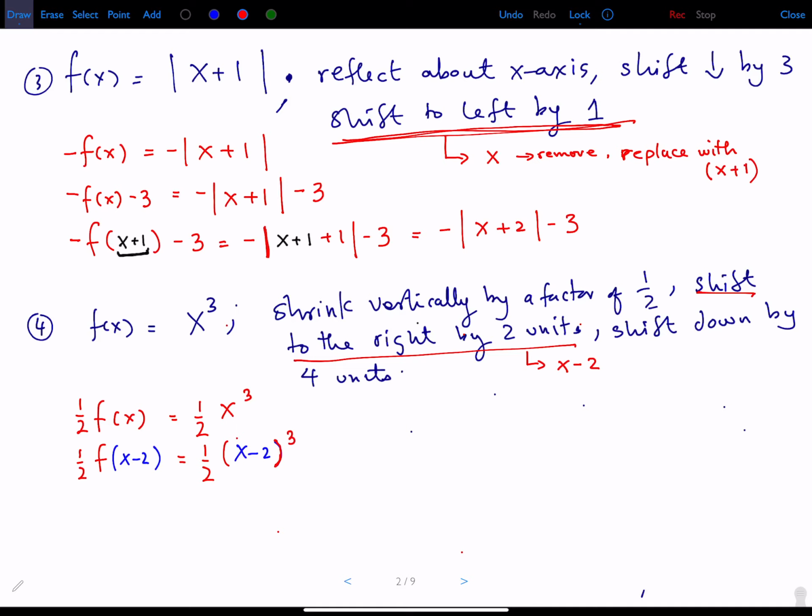cubed. And then it says shift down by 4 units. So I'm going to take 1/2 f of x minus 2, and then I'm going to move it down. So minus 4 would mean that I have 1/2 (x minus 2) cubed minus 4.